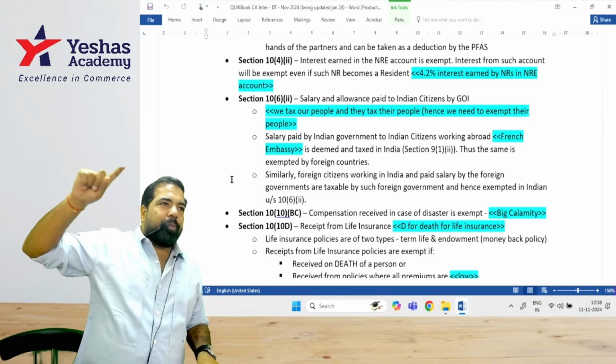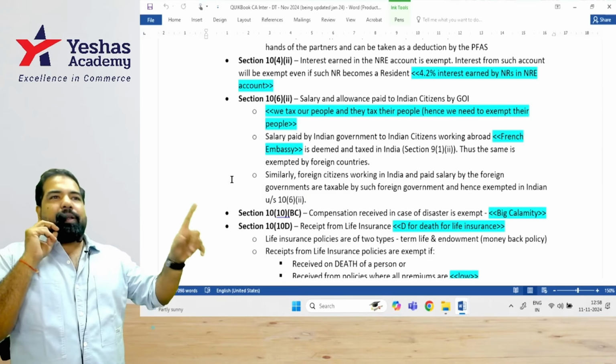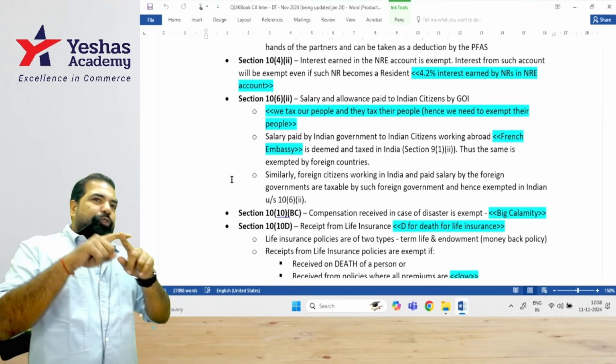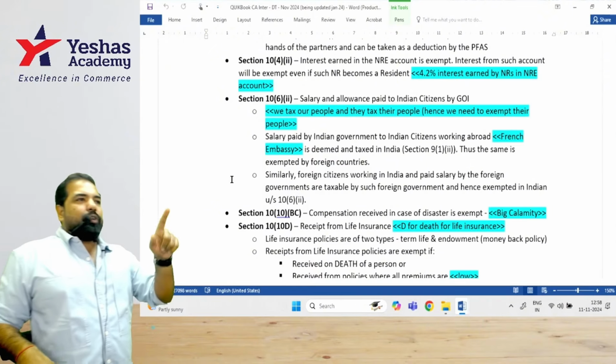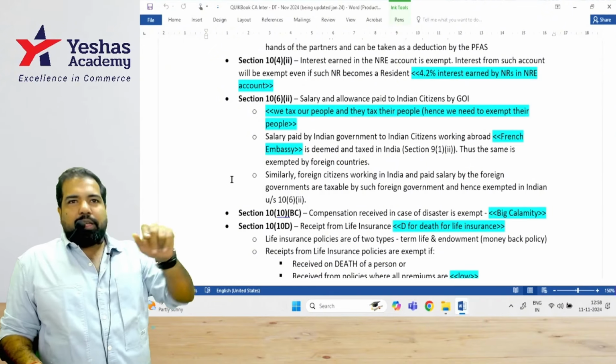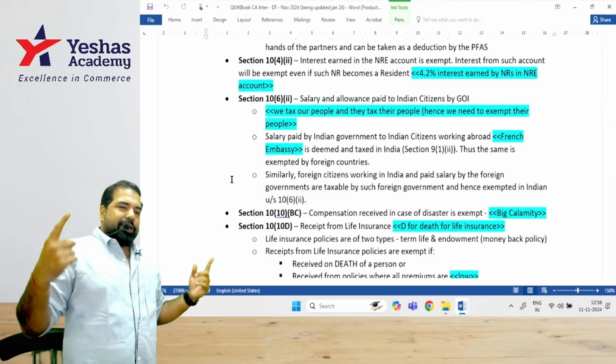Section 10(37). Can the government compulsorily acquire your urban agricultural land? If you sell, it's taxable, but if the government takes over, they will exempt it, provided you used it for agricultural purposes in the last 2 years, and provided you're an individual or an HUF.